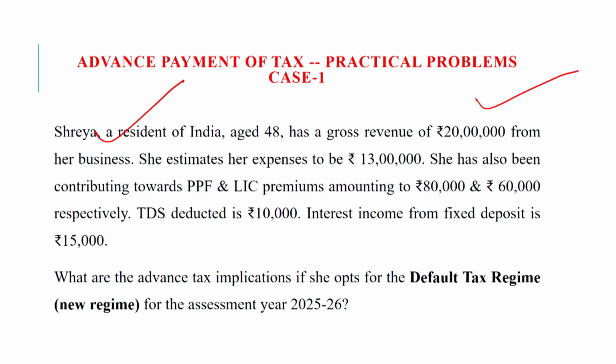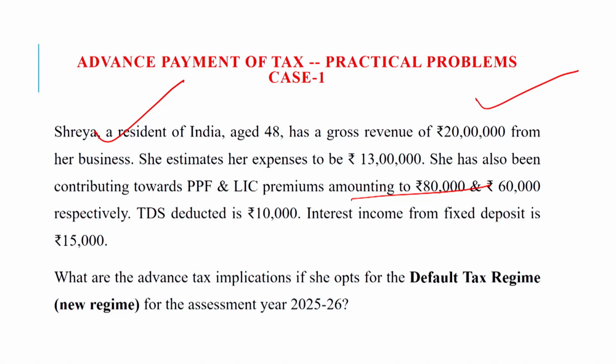So the 20 lakh is from her business. She estimates her expenses at rupees 13 lakh. She had also been contributing towards PPF. PPF means Public Provident Fund. It is a very, very important fund. Each and every person should have a PPF account to meet future financial obligations.